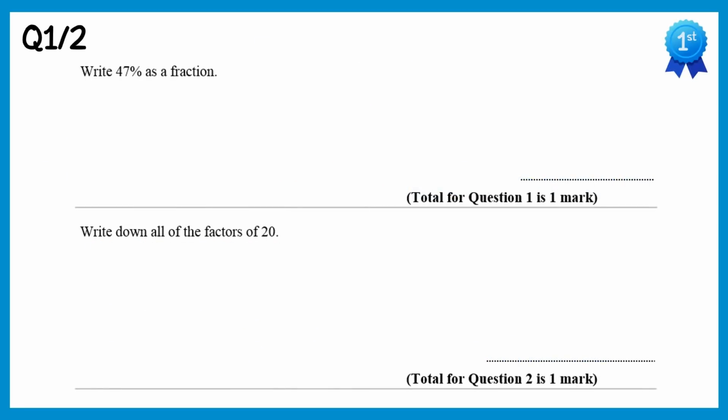To write a percentage as a fraction, you simply write it over 100. So we have 47%, so it's 47 over 100. You may want to check if it simplifies, but this one doesn't.